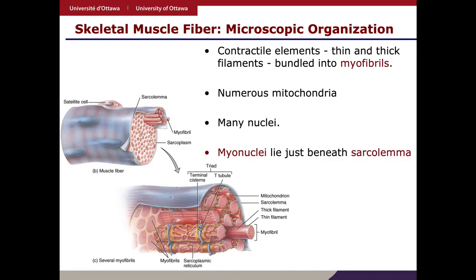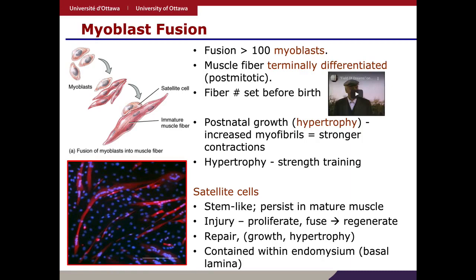The myonuclei lie just inside the sarcolemma. You can see them in the cutaway drawing of a muscle fiber at the top left. This is because the interior of a myofiber is packed with the contractile elements, the so-called thin and thick filaments, bundled into structures called myofibrils that occupy most of the space inside the cell. A small number of muscle precursor cells, called satellite cells, are closely associated with mature muscle fibers and are found just outside the sarcolemma.